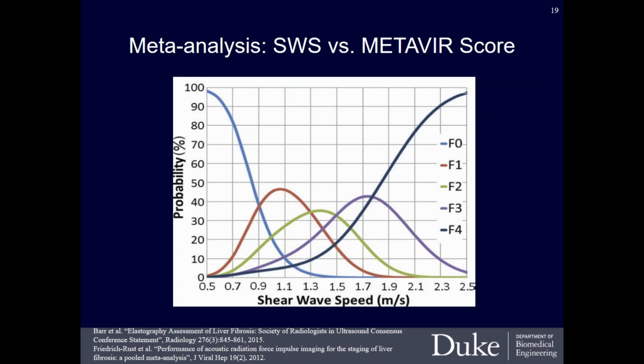I'm just showing one example plot here, some of the meta-analyses that have shown up in the literature, again to highlight the need of standardizing to reduce variability. This is showing data from a meta-analysis that's cited at the bottom of the slide here, showing the probability of existing in a certain METAVIR fibrosis state given shear wave speed measured by a given system.